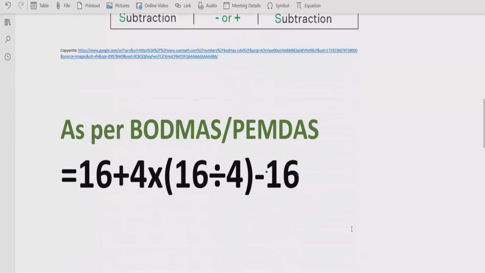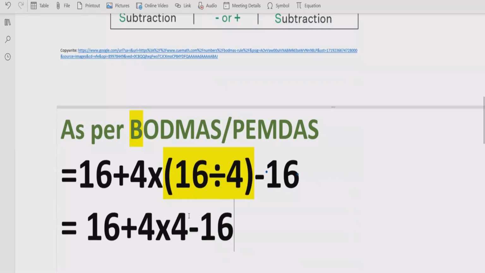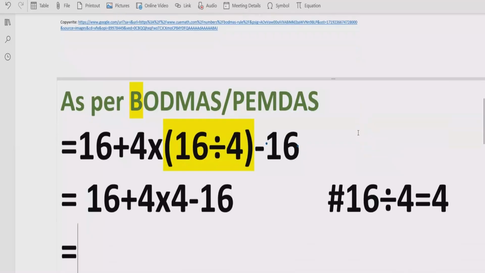So now let's move forward to solve the given expression. As you can see, we have one bracket. According to the rule, first of all we have to solve the bracket. So this one we have to solve first. Here we will write 16 plus 4 multiplied by 16 divided by 4 equals 4. Minus 16 we will write as it is. And here we give the reference: 16 divided by 4 equals 4.